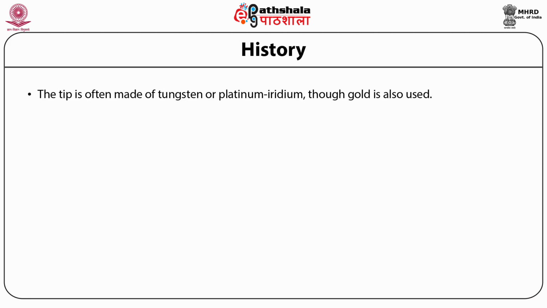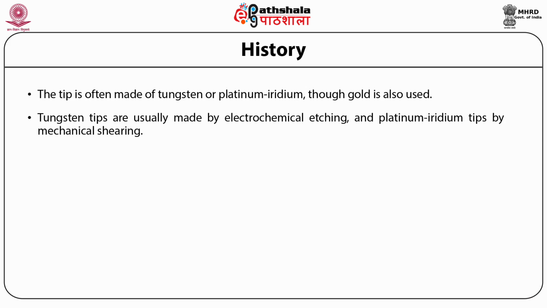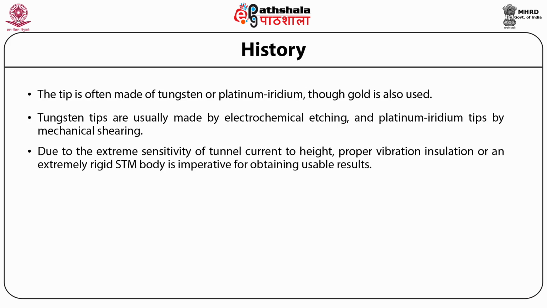Now the tip is often made of tungsten or platinum iridium, though gold is also used. Tungsten tips are usually made by electrochemical etching and platinum iridium tips by mechanical shearing. Due to the extreme sensitivity of tunnel current to height, proper vibration insulation or an extremely rigid STM body is imperative for obtaining usable results.